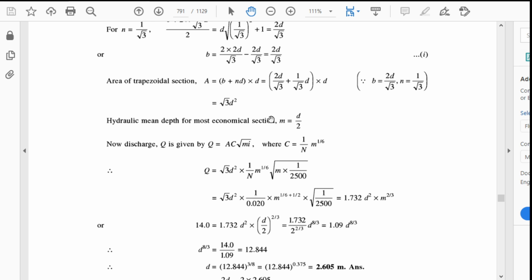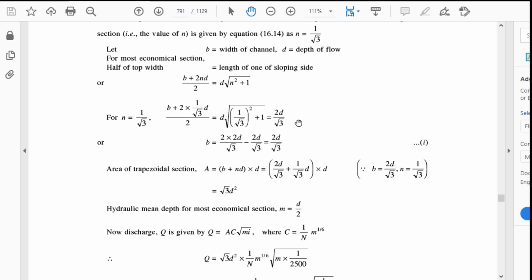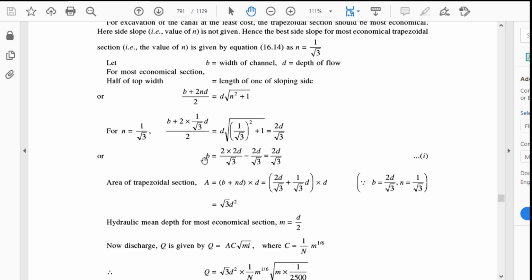Okay, now the third condition. The third condition for the trapezoidal section is the condition for hydraulic mean depth, that is m. Hydraulic radius will be equal to half of your depth. Okay, so m will be equal to d by 2. Now, before proceeding, you can see here that we have b in terms of d, we have area in terms of d, and also we have hydraulic mean depth, that is m, in terms of d.